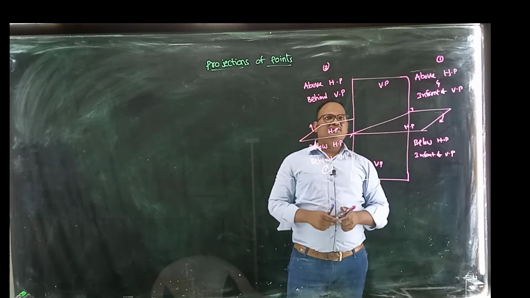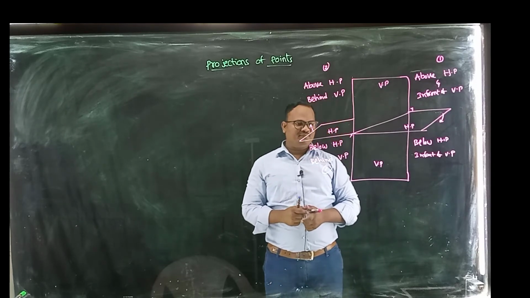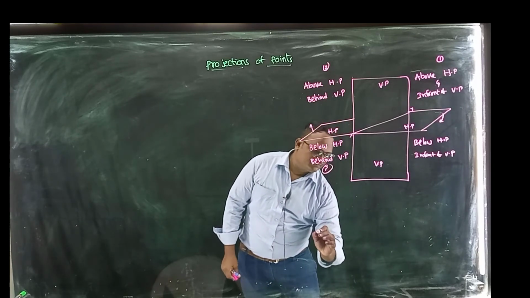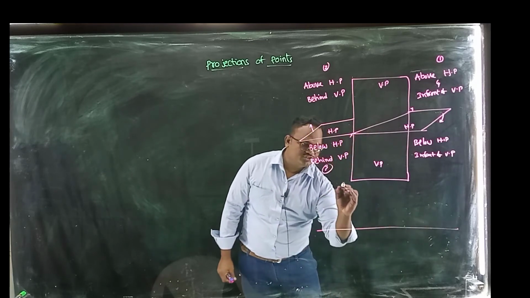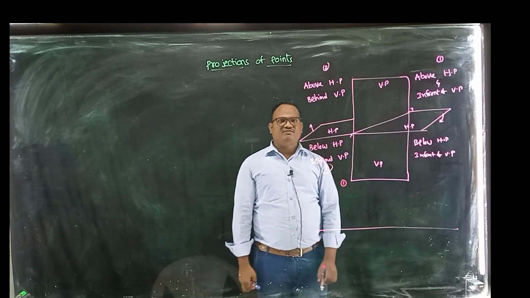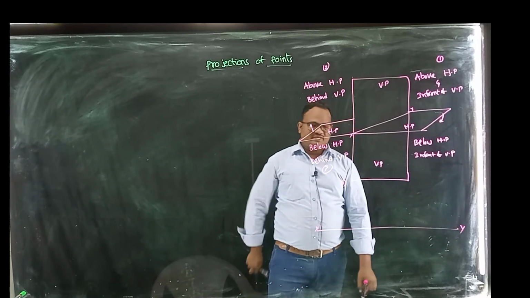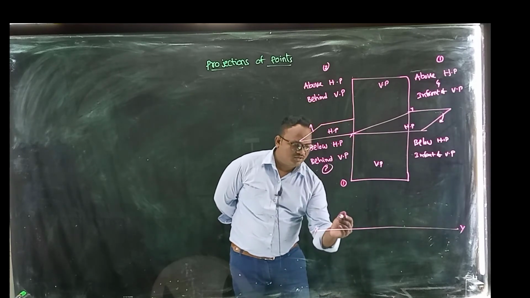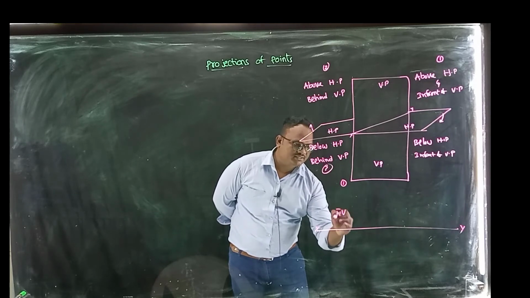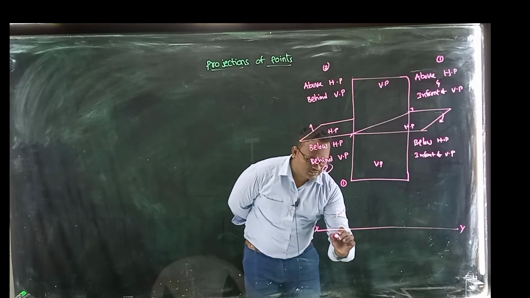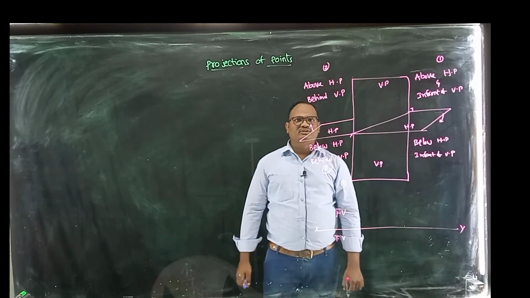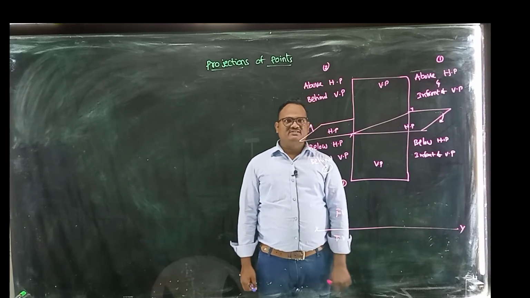Coming to the tips we have to remember. In the first angle projection, this is a reference line, the XY line. The front view we will get above the reference line, and the top view we will get below the reference line. So this is the first angle projection.